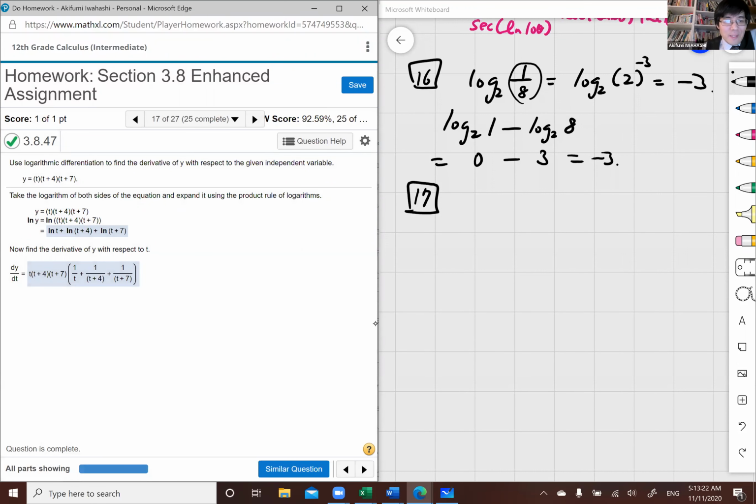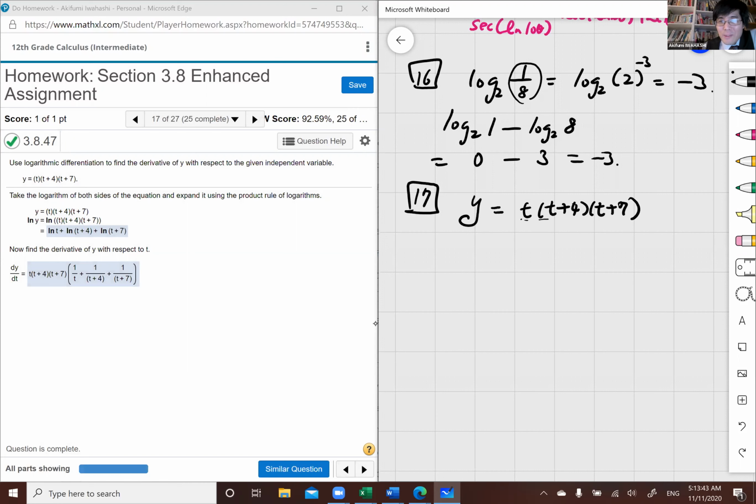Okay, now you got something new here. They use logarithmic differentiation to find the derivative of y. This is a technique that in Japanese is called 対数微分法. So here's the idea.